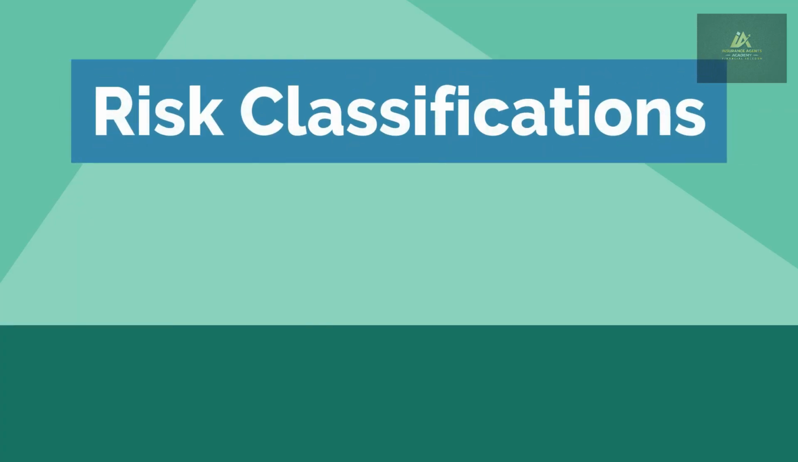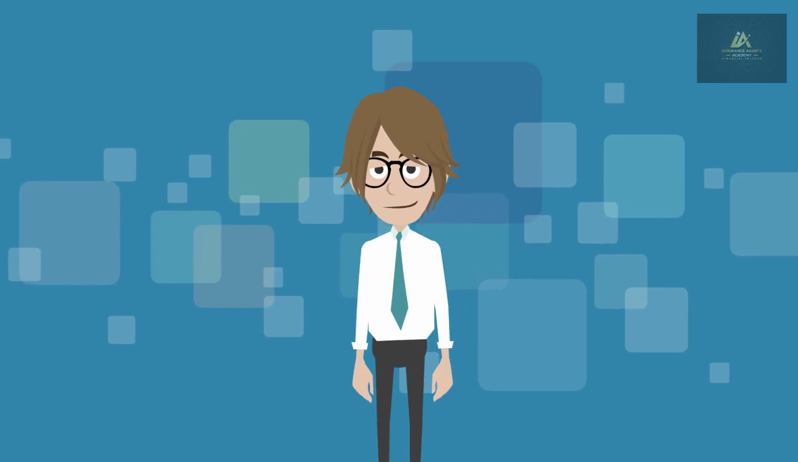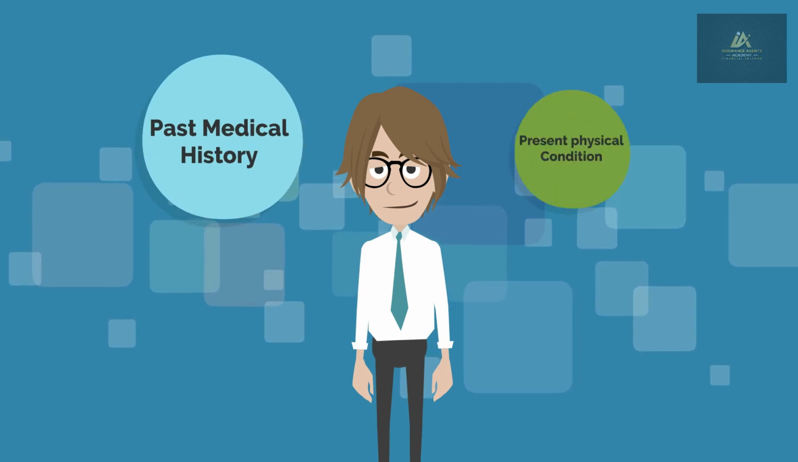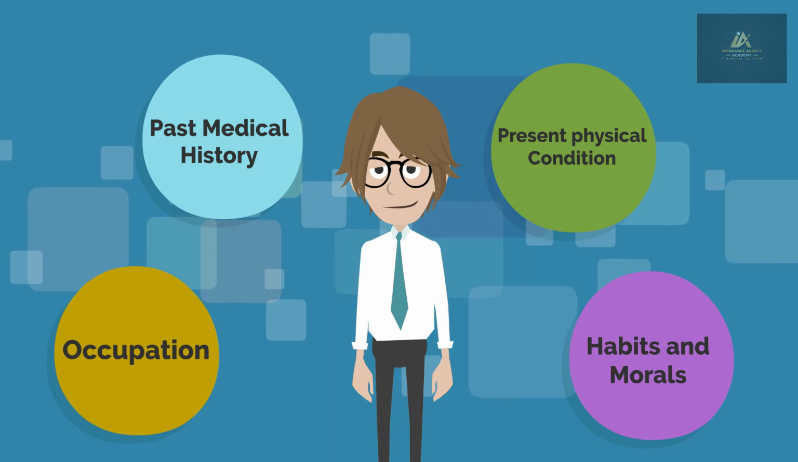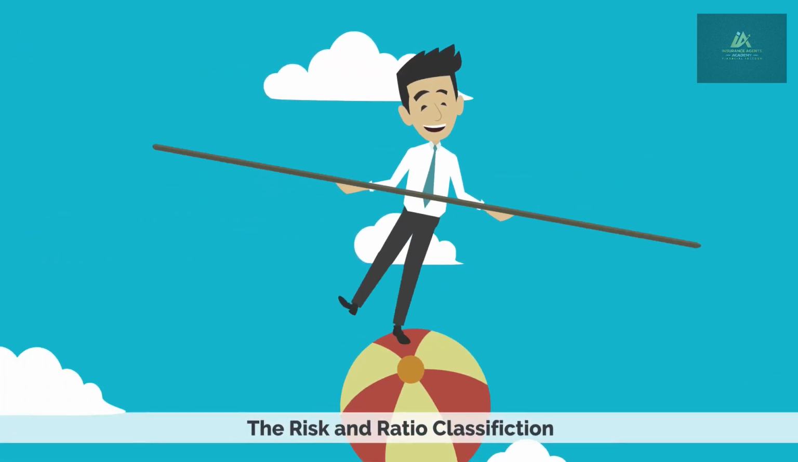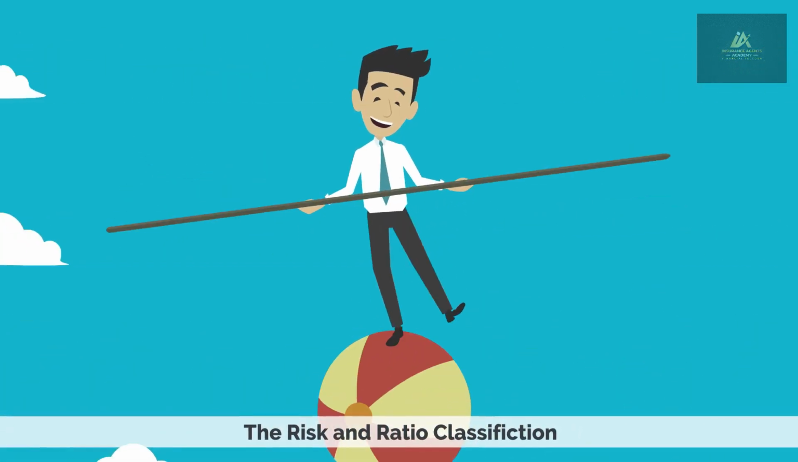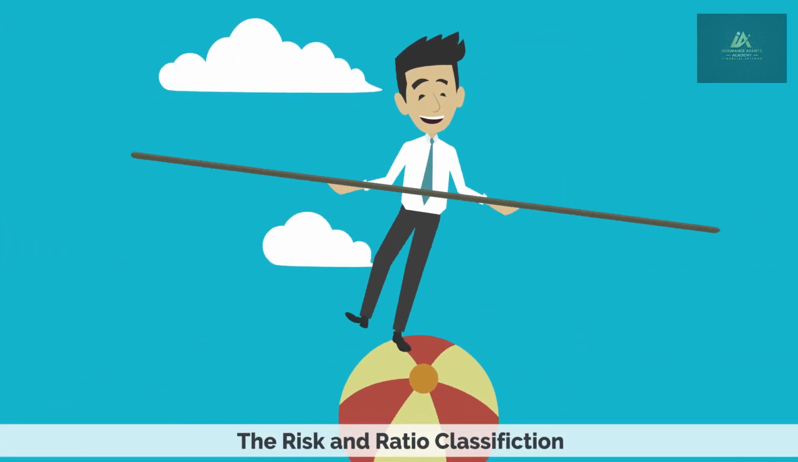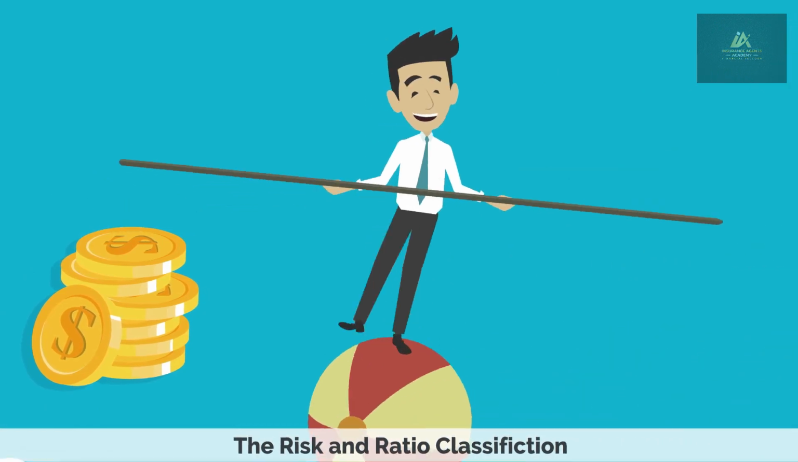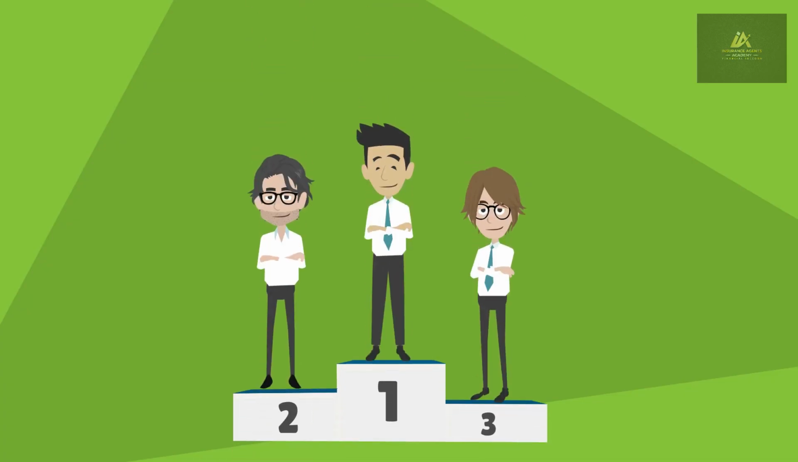Risk classifications. Underwriting will look at the applicant's past medical history, present physical condition, occupation, habits, and morals. If the applicant is acceptable, the underwriter must then determine the risk or rating classification to be used in deciding whether or not the applicant should pay a higher or lower premium. An individual may be rated as one of 3 classifications: standard, substandard, or preferred.